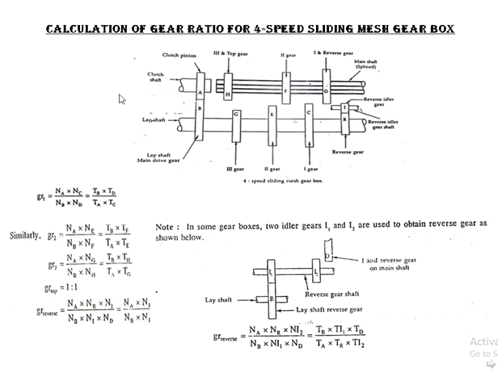Power is transmitted from the engine to the rear wheels. In the diagram, there is a clutch shaft, lay shaft and main shaft. Usually in the interview people may ask how many shafts the gearbox has. At that time you have to answer there are three shafts: clutch shaft, lay shaft and main shaft.